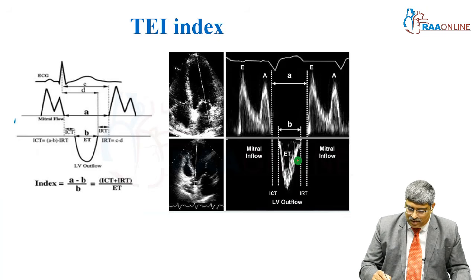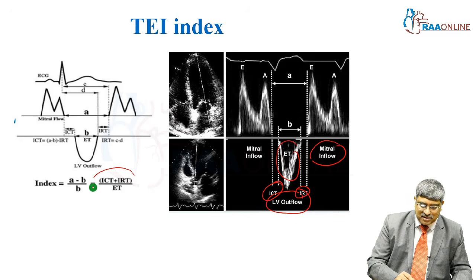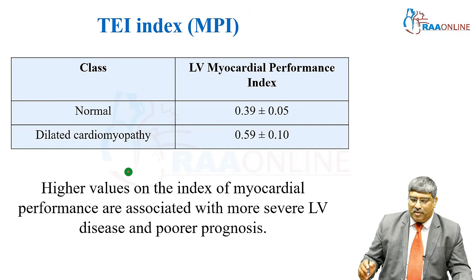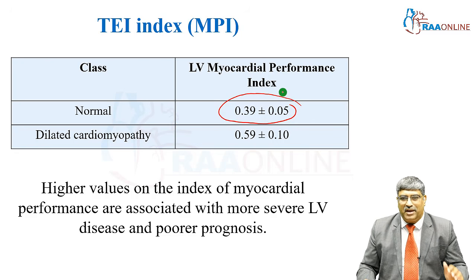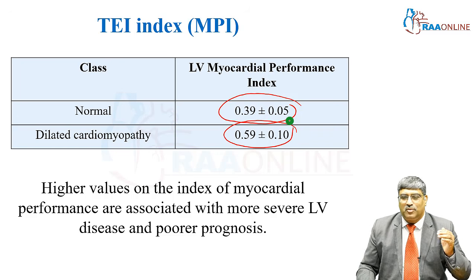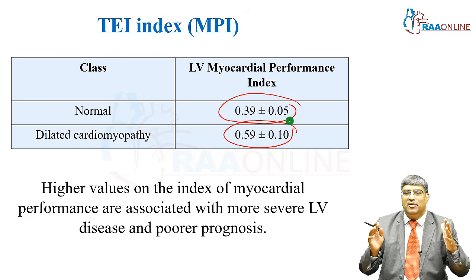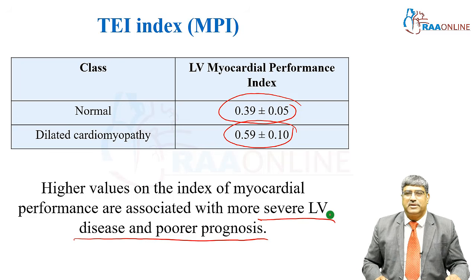We have the LV outflow and the mitral inflow, ejection time, isovolumic contraction time and isovolumic relaxation time, and the index is calculated with this formula. The normal myocardial performance index is 0.39 plus or minus 0.05. When it is 0.59 plus or minus 0.10, it is dilated cardiomyopathy. A higher value indicates more LV disease and poorer prognosis.